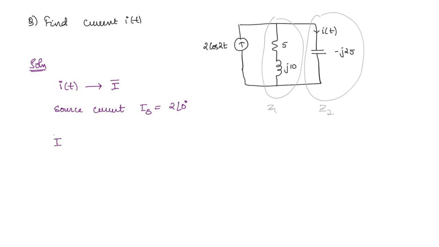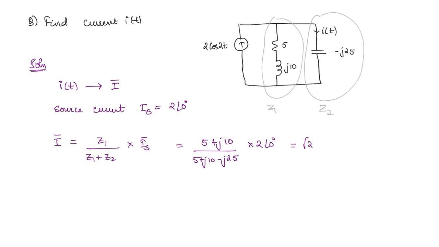So then what will be I bar? This will be equal to the opposite impedance divided by Z1 plus Z2 into the total current. So Z1 is given by 5 plus j10 divided by 5 plus j10 minus j25 into 2 angle 0 degrees. This, if you simplify, you are going to get root 2 angle 135 degrees. Now this is the phasor form, we need the sinusoidal form. So we have to convert back into sinusoidal form.